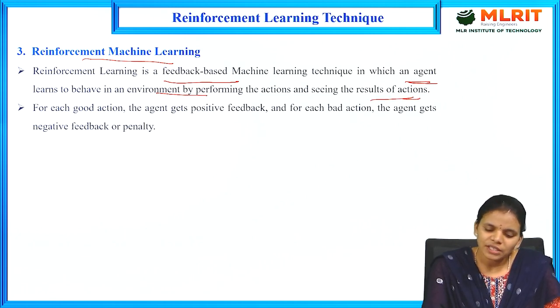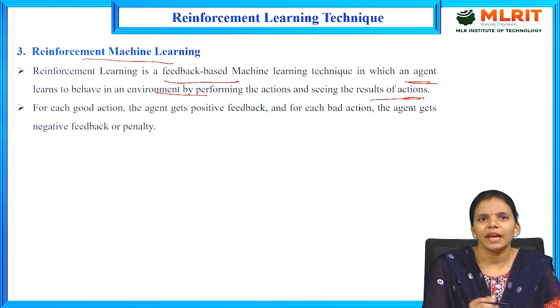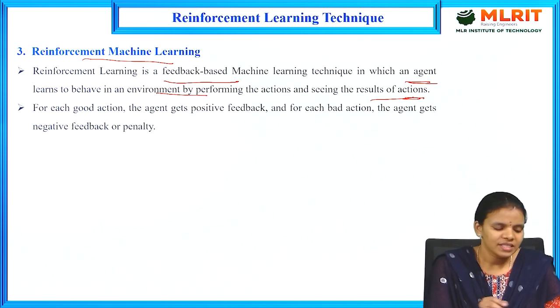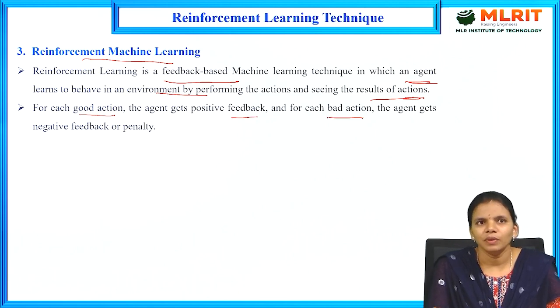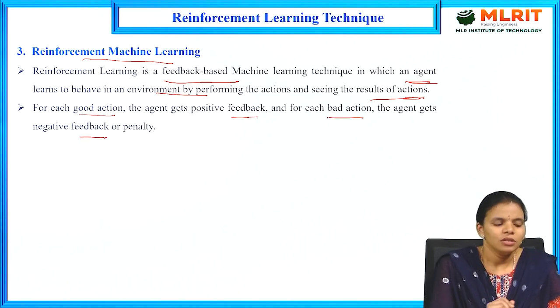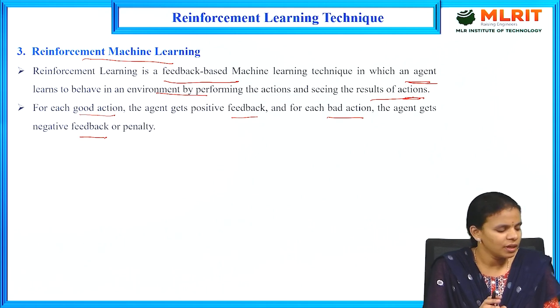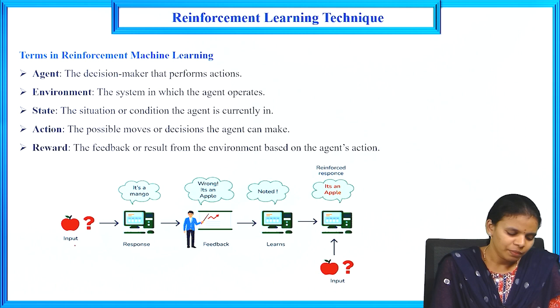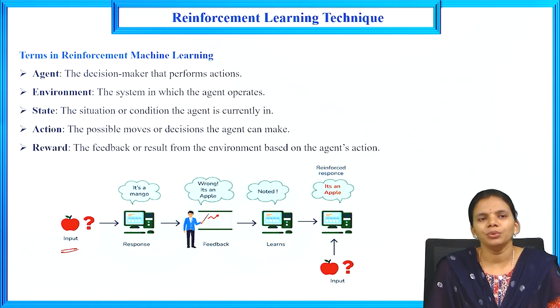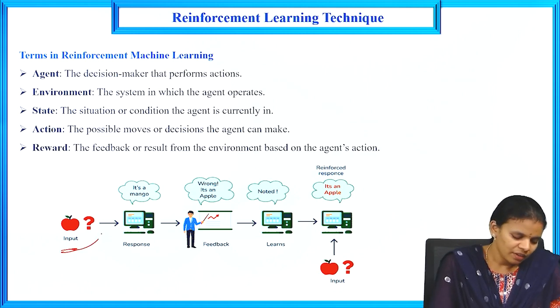So for each action, the agent will get a feedback. For example, for each good action, the agent will get positive feedback, and for each bad action, the agent will get a negative feedback. So this is how reinforcement machine learning technique will work. And see the example. So for example, this is my new input data. So I am giving this input data as which type of input it is, which type of data point it is.